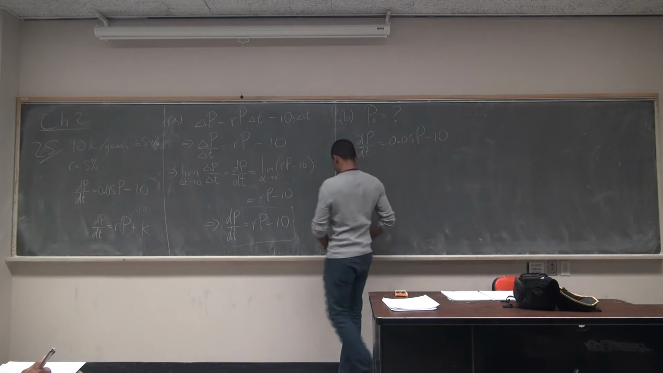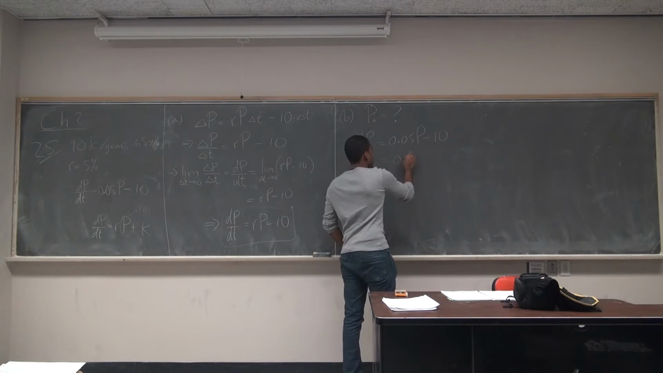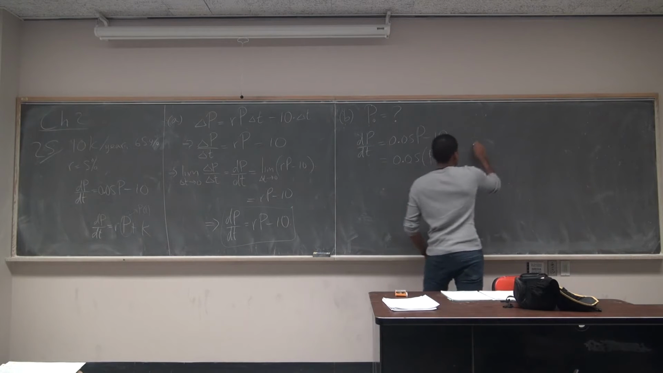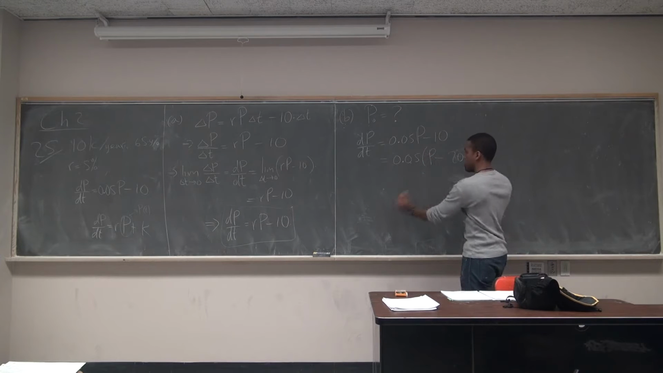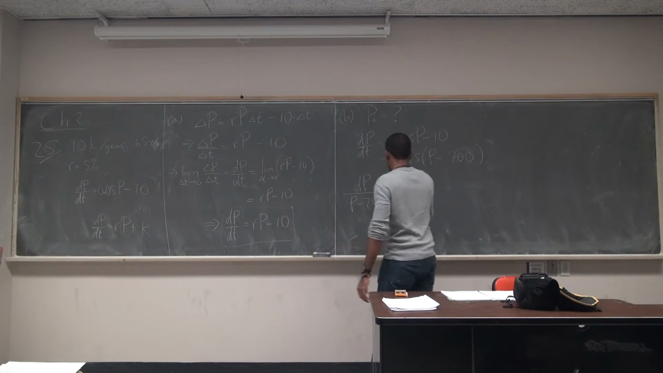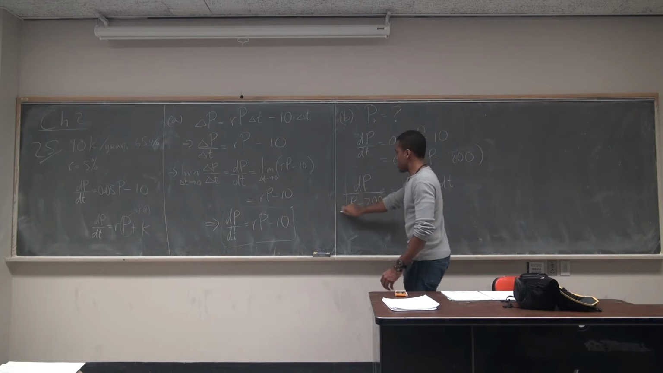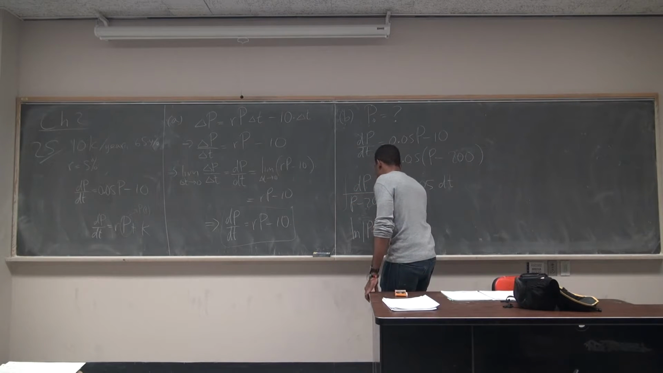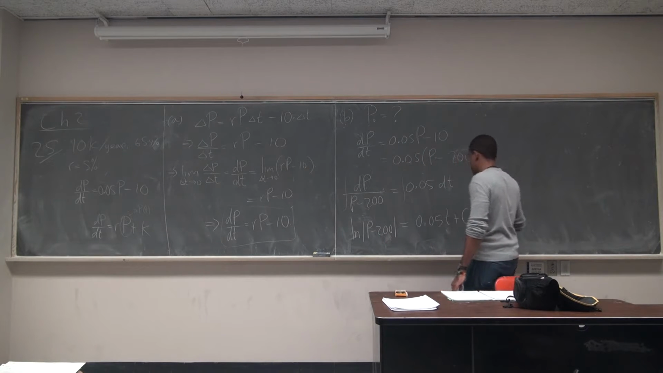How do I solve that? Factor out 0.05. I'm left with p minus what? What's 10 over 0.05? 200. And then what? Divide by p minus 200. It's separable. So I put dp over p minus 200 is equal to 0.05 dt. And then we integrate. On this side, I would get ln of p minus 200. On that side, 0.05t plus c.